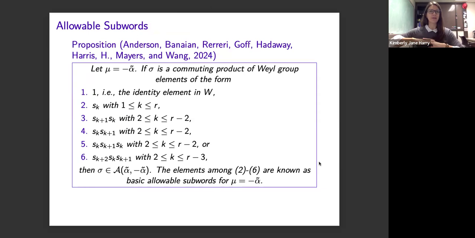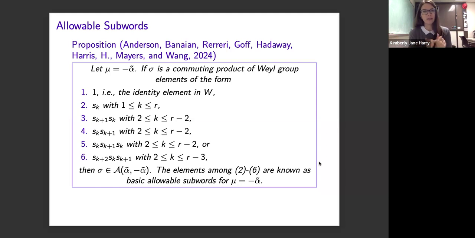So when we looked at this, we were just looking at all the negative weights, but right now we just have things for the negative highest weight. So negative alpha 1 plus negative alpha 2 plus all the way up to negative alpha r. This is one of our propositions that we've found this summer. If we have mu being the negative highest weight, we are calling these allowable subwords. So what can we see in the alternation set? What is possible?